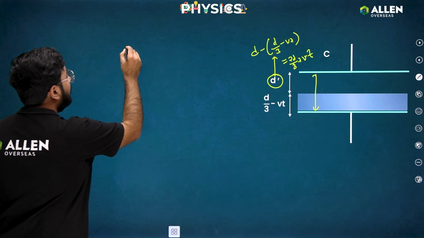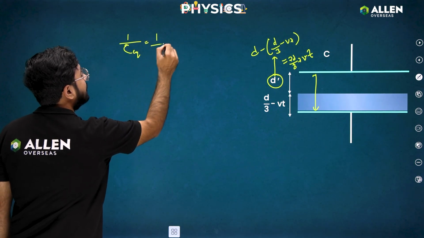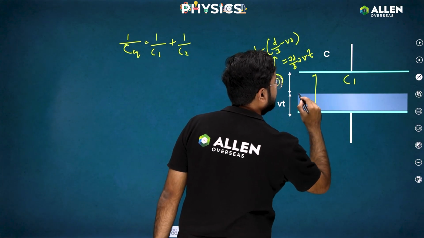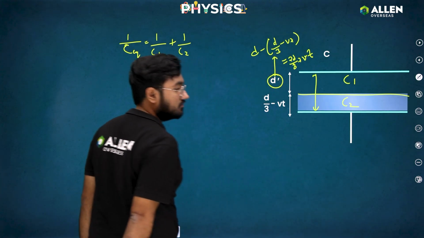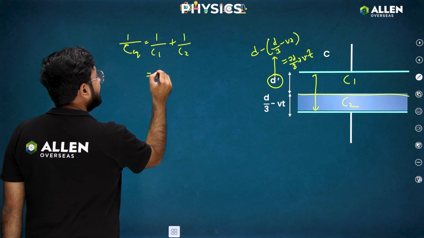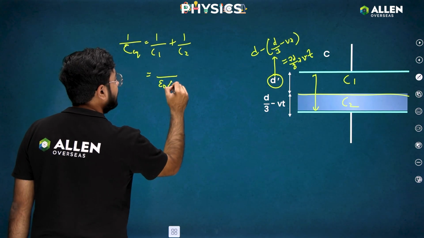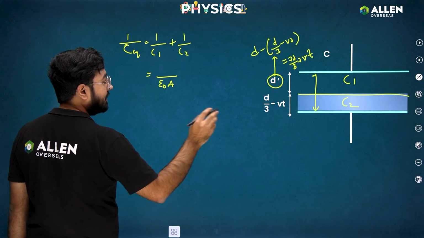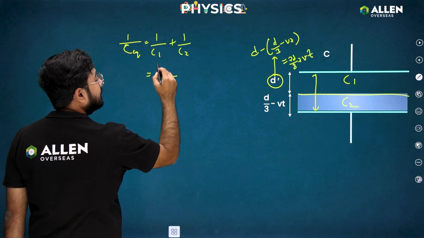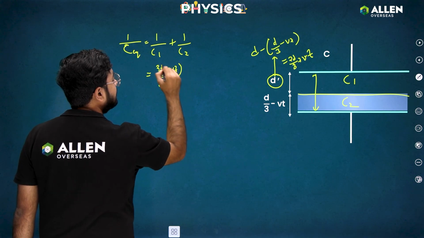Okay. What will be C equivalent? Let us calculate. 1 by C equivalent will be equal to 1 by C1 plus 1 by C2. This is one capacitor C1. This is the second capacitor C2. They are in series. What will be C1? C1 will be epsilon naught A by D, and what is D? That is 2d by 3 plus vt. Agreed?